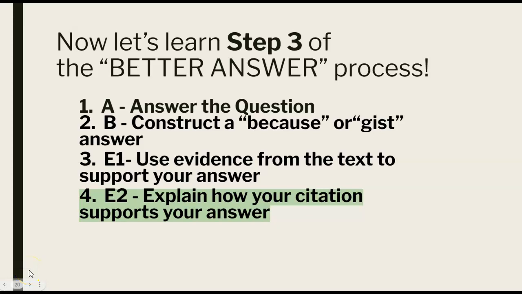So after you restate and answer the question, you give your because answer. You give your first E1, which is a piece of evidence. The next thing you're going to do is an E2. E2 stands for explain. So after you cite a piece of evidence, you have to explain how your evidence supports your answer.